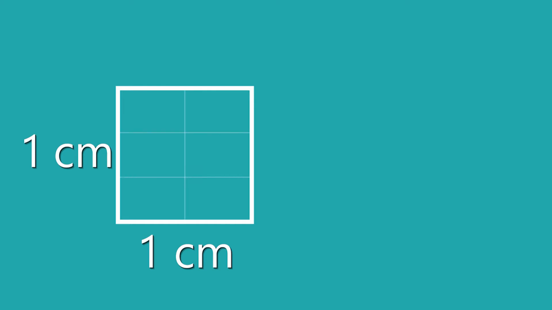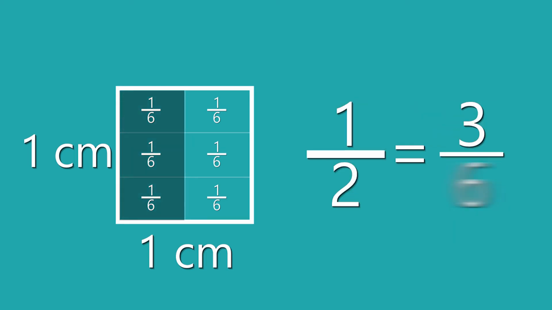I'm now going to split this shape into 6 equal parts. Each part will be 1/6 of the total shape, and the area of each part will be 1/6, because it's 1/6 of the whole shape. All of those 6 added up together would give us the area of the whole square, which is 1 centimetre squared again. Now I'm going to shade in 1/2 of this square.